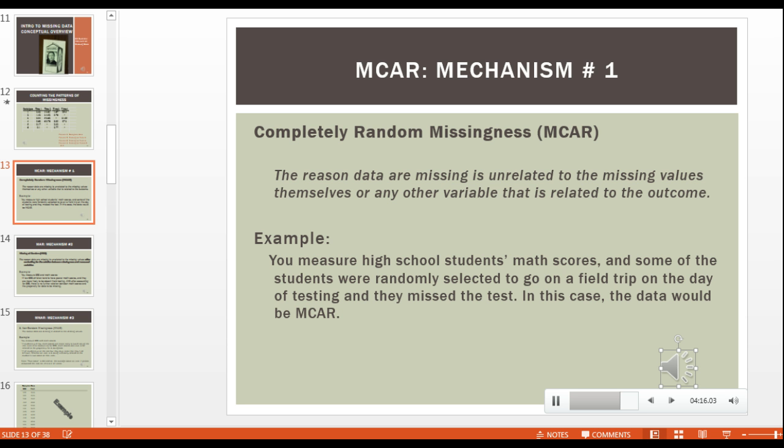Another example of this: imagine that you are measuring high school students' math scores, and some of the students were randomly selected to go on a field trip that day. So they missed the math test. In this case, they would have missing data, but it would be random. It would be MCAR because the students were randomly selected to go on a field trip. It was not the case that only children of a certain age were missing that day, because then we would have age correlated with the missingness, predicting the missingness, in other words. It was a completely random kind of event that caused the missingness.